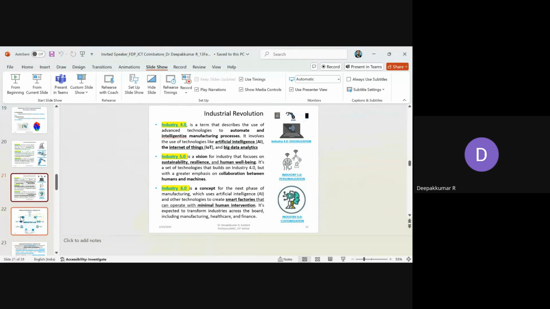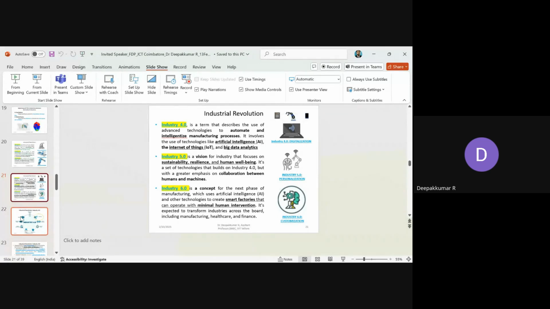This is known as the fourth industrial revolution, known as digitalization. So in terms of Industry 4.0, it is the use of advanced technologies to automate and intelligentize manufacturing processes. It involves technologies like artificial intelligence, the Internet of Things, and big data analytics. And Industry 5.0 is a vision of industry that focuses on sustainability, resilience, and human well-being. It is a set of technologies that builds on Industry 4.0, but with greater emphasis on collaboration between humans and machines. So it is called personalization.